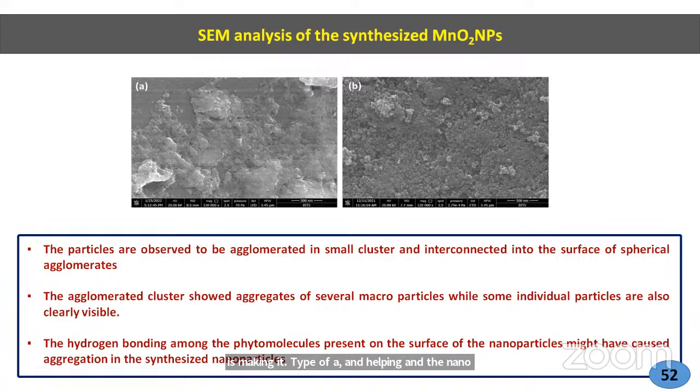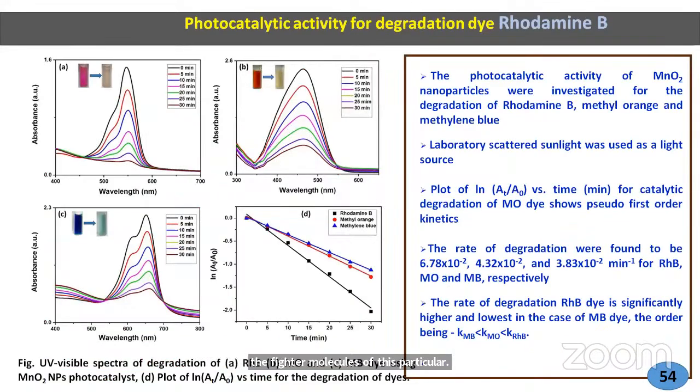We have also characterized the phytomolecules of this particular alga. I'm not going to highlight all those things. Next, we tested whether this alga-derived material shows degradation of dyes. Rhodamine B is one of the important dyes, and because it is a manganese nanoparticle, we tried to apply it to the degradation of rhodamine B, as well as methyl orange and methylene blue.